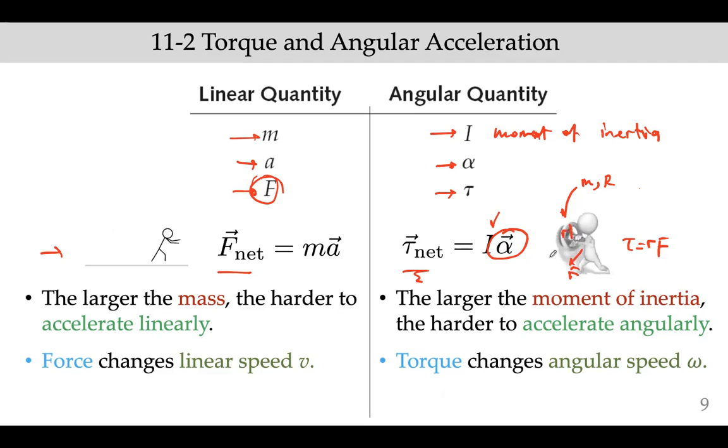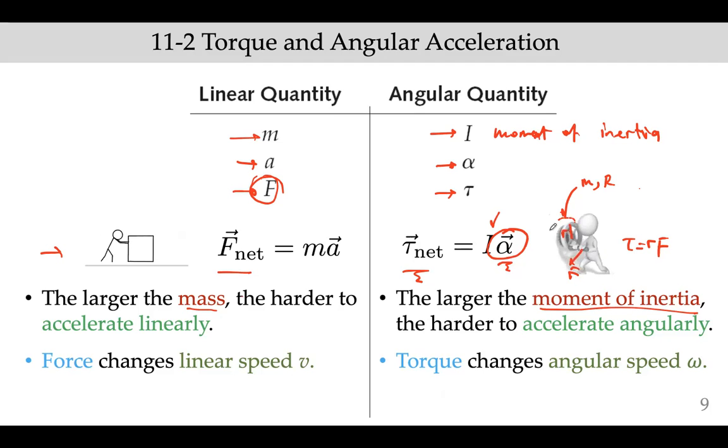In this animation, it looks like it's rotating with constant angular speed. If that's the case, then angular acceleration is 0. But in general, let's say this is initially not rotating and then you start applying torque and it will start accelerating, in that case, we will have non-zero angular acceleration. In the linear case, the larger the mass, the harder to accelerate linearly. And in the angular case, the larger the moment of inertia, instead of mass, the harder to accelerate angularly.